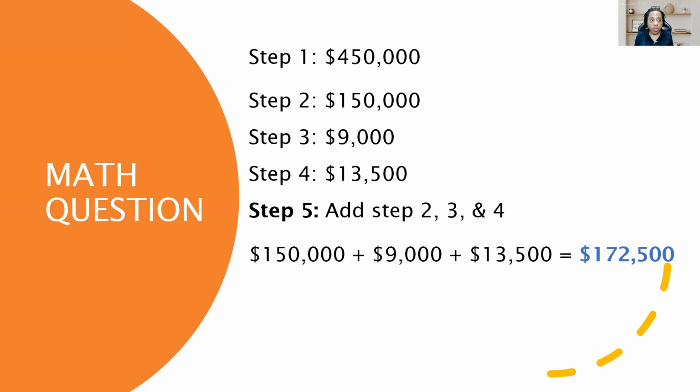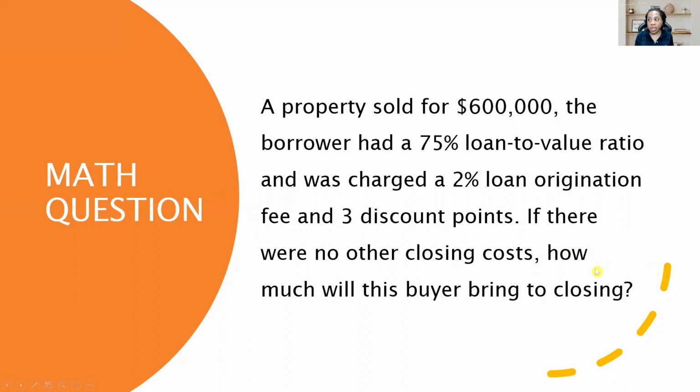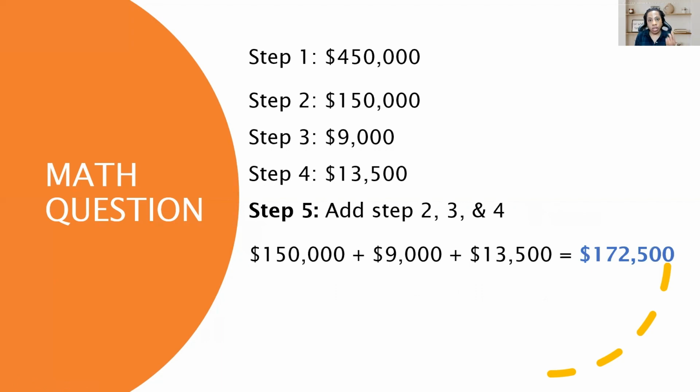So that's why when you're doing math, always make sure that you go back to the question and know what they're asking you to find. Because some people, when they're solving this, will find the loan origination fee and the discount points, add those two together, pick that answer and keep going. But no, the question says, how much would this person bring to closing? So you have to remember, they also need to bring their down payment to closing. That's why we add $150,000, $9,000, and $13,500 to get the entire amount the buyer has to bring to closing.